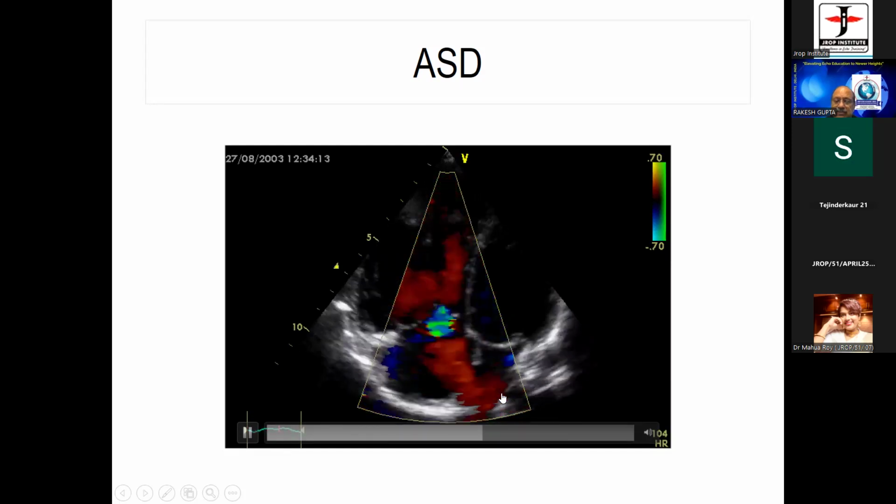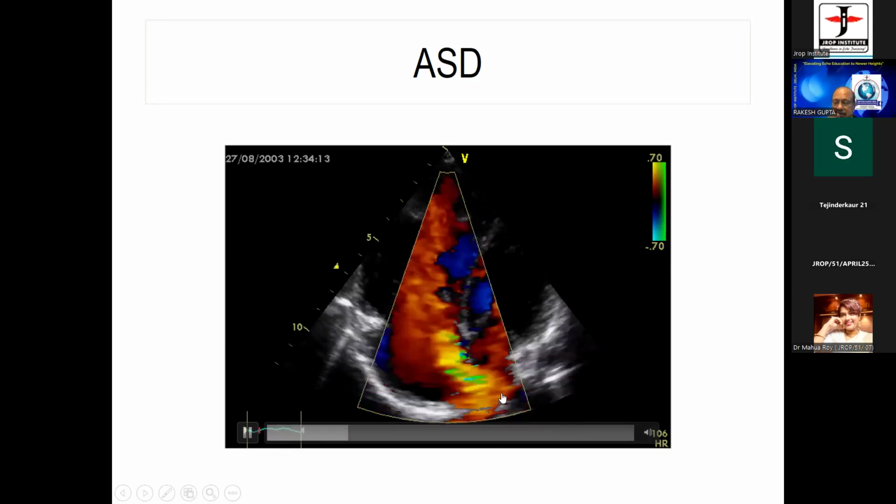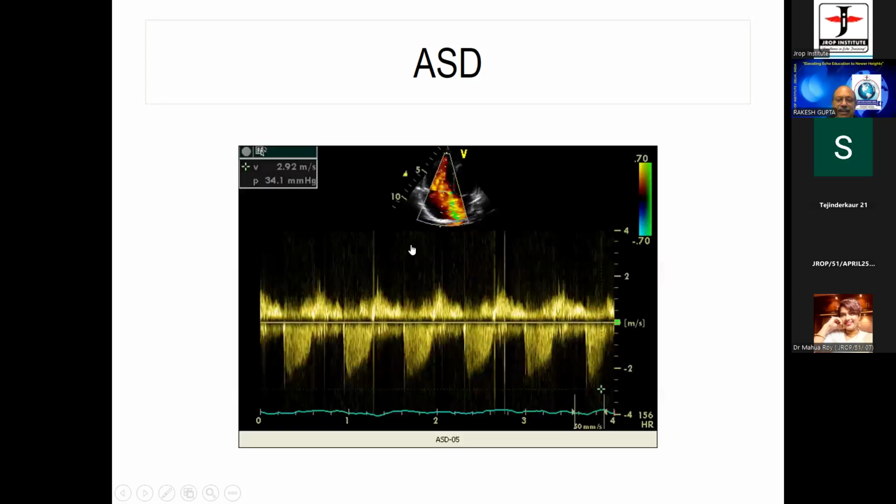So that gives you an idea that the patient has got a shunt lesion. And whenever we have one, we have to decide what the TR gradient is. The higher the TR gradient, it means the patient is getting pulmonary artery hypertension.